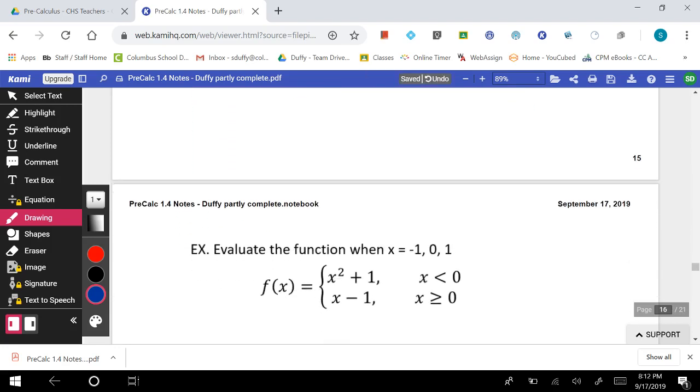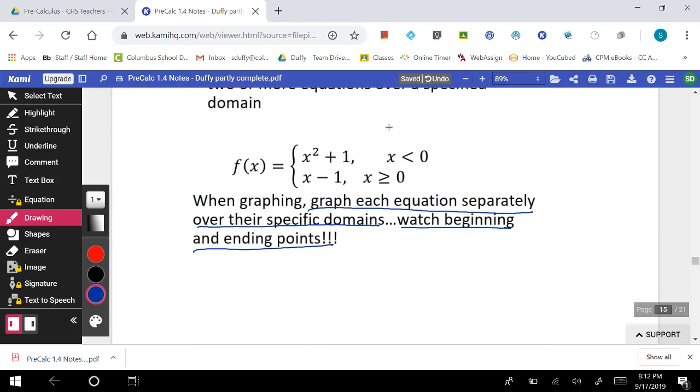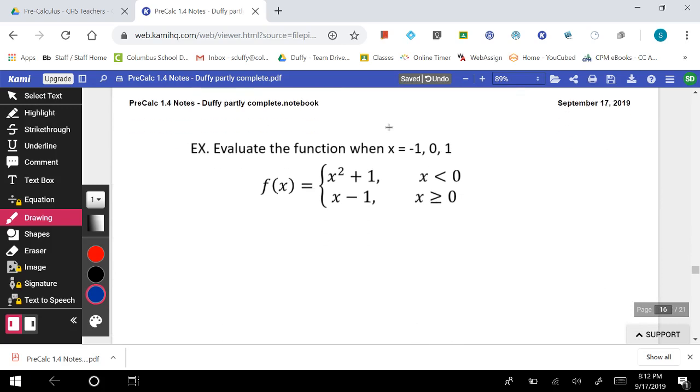Let's see. So they gave us the function. This is what we're going to be worrying about right here. And they give it to us again down here.